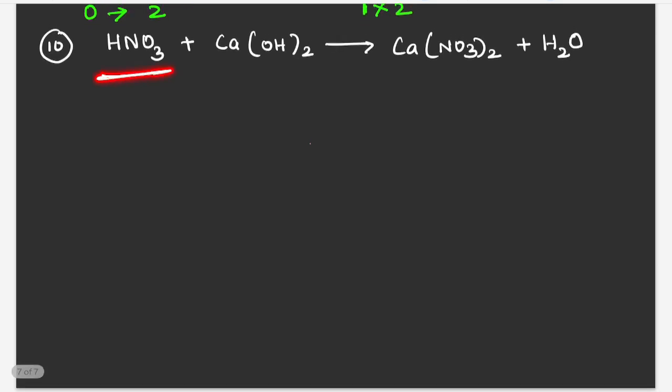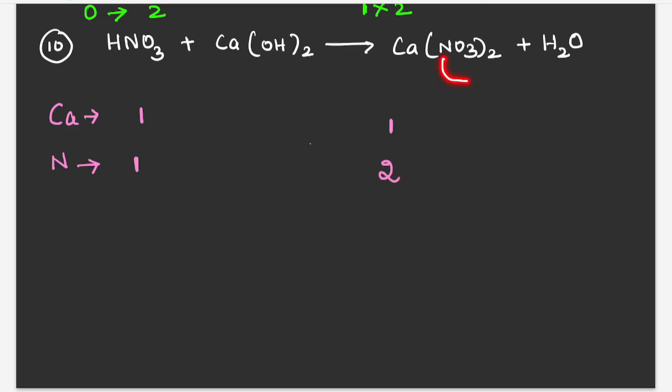Next, last example. HNO3 is nitric acid reacting with calcium hydroxide, forming calcium nitrate and then water. So let us balance this. So first, which element do we have to balance? We have to balance metals. Which is the metal present here? The metal present here is calcium. So calcium is present 1 on LHS side and 1 on RHS side. So next I have to balance nitrogen. So nitrogen is 1 on this side and it is 2 on the other side.